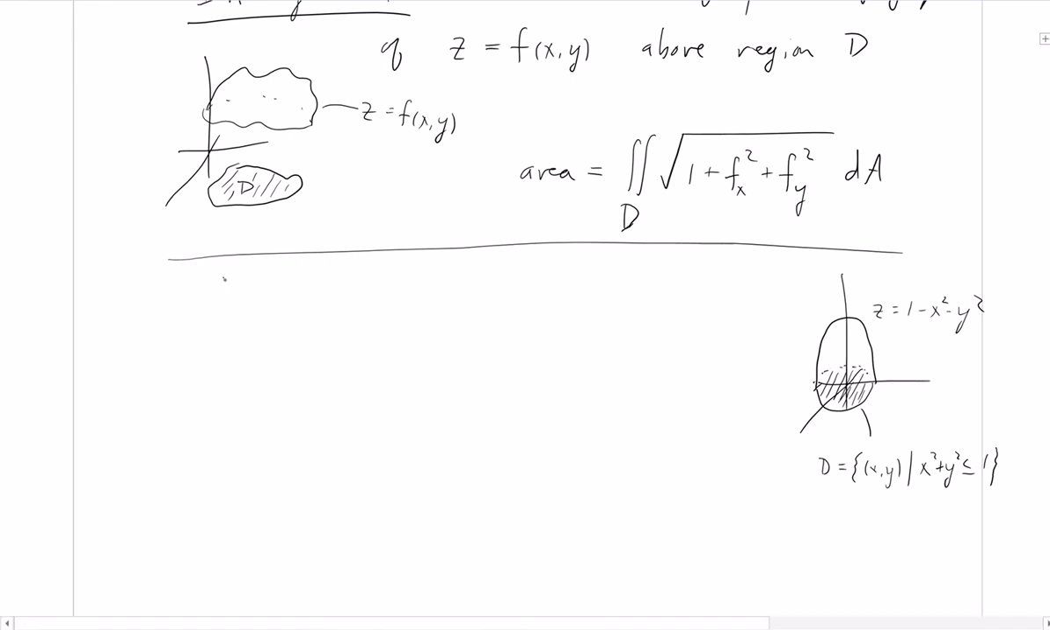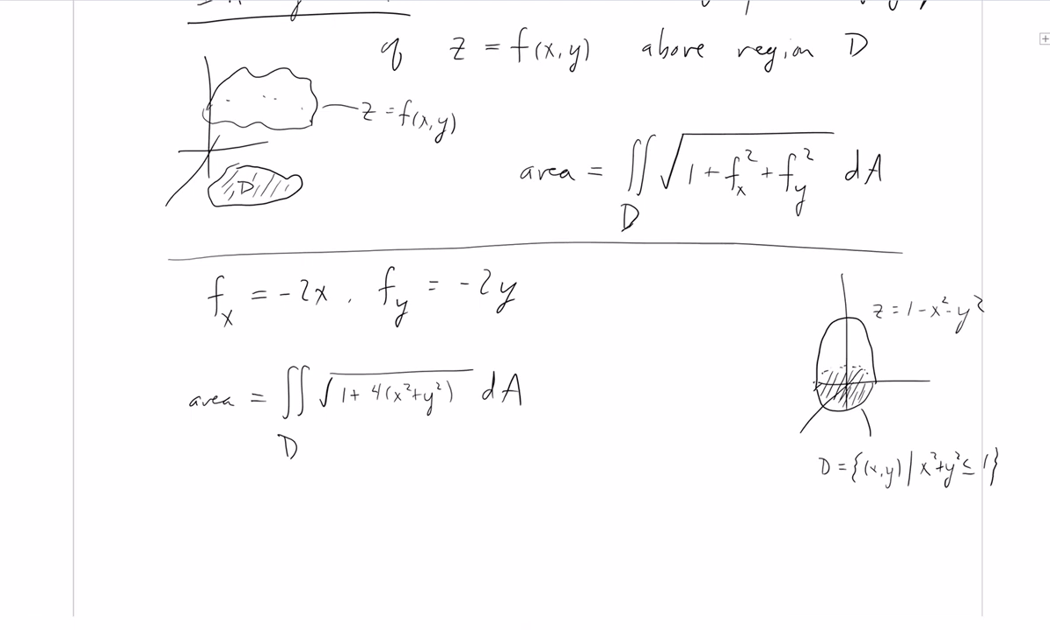So, what are the partial derivatives here? Fx is minus 2x, Fy is minus 2y, so the surface area is the integral over D of the square root of 1 plus fx squared plus fy squared, which is 4x squared plus 4y squared, and I'm going to factor out the 4. So this is the integral we have to do to compute the surface area of the part of the paraboloid that we drew in the picture.